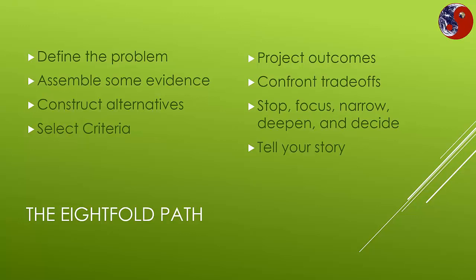As is obvious by the title, the method discussed here involves 8 different steps. They first start with defining the problem. Then, of course, you must assemble evidence. After you assemble the evidence, you can construct various alternatives, and then you must select the criteria for which to measure success or failure. Based on that criteria, you can project outcomes and confront trade-offs. Then once again, you must stop, focus, narrow, deepen, and ultimately decide which path you will choose. And then the final step is to tell your story, which includes how you will evaluate success or failure.